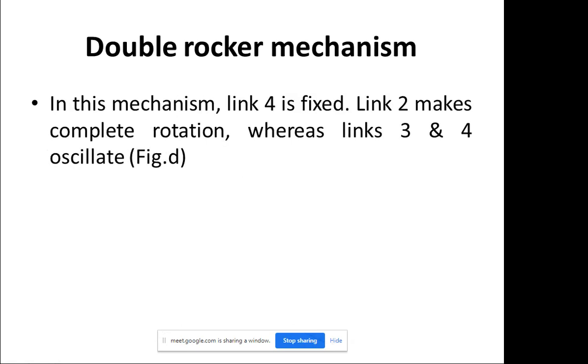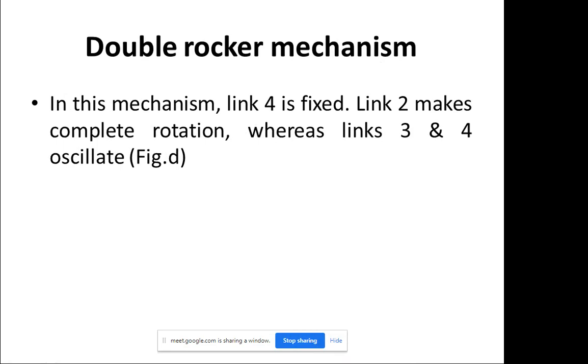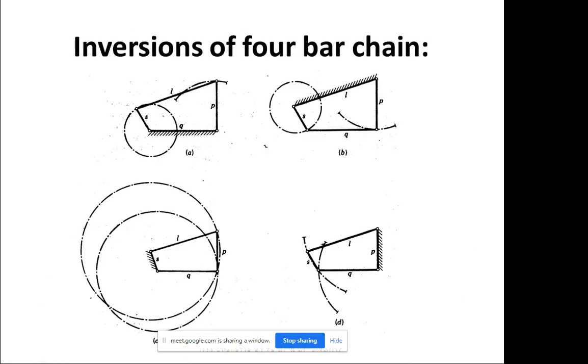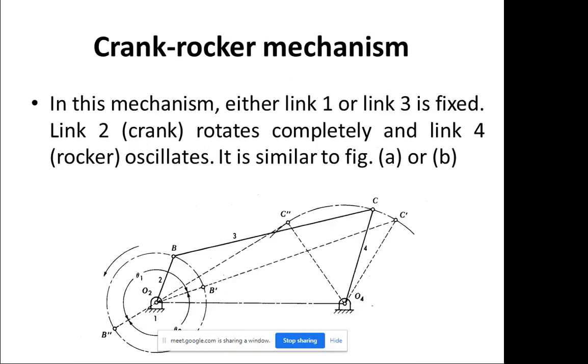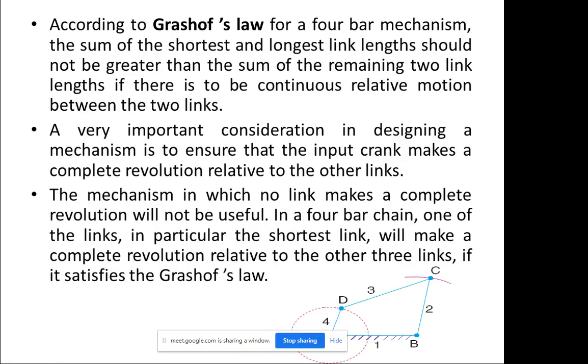Then the next one, the last one, the double rocker mechanism. In this mechanism, link 4 is fixed now and link 2 makes a complete rotation, whereas links 3 and 4 oscillate. That is figure D, this one. This is the last one, known as a double rocker mechanism. So all these inversions are possible by using Grashof's law.